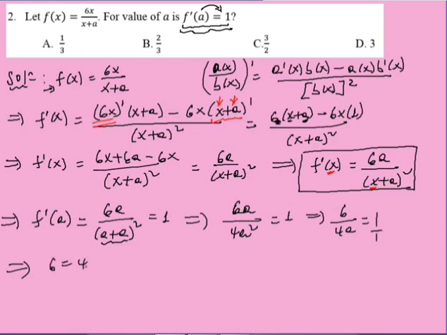So 6 is equal to 4a. Now dividing both sides by 4, a becomes 6 over 4, or 3 over 2. So the answer for this is 3 over 2.